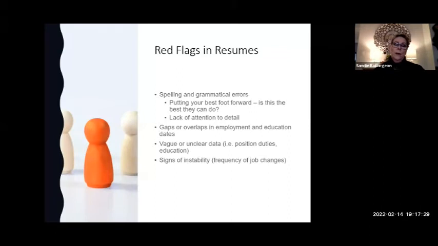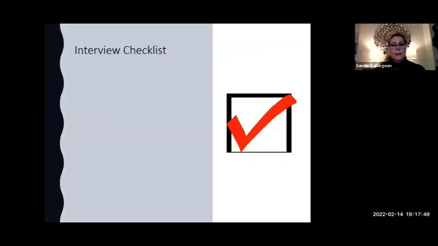What that would indicate to me is, if something happened at the current job that made them unhappy for any reason, it looks like they would just leave and go on to another job. And in today's market, that's exactly what's happening, because they can get another job that quickly. There could also be conflicting dates in the resume, so it's important to ask all of these questions.